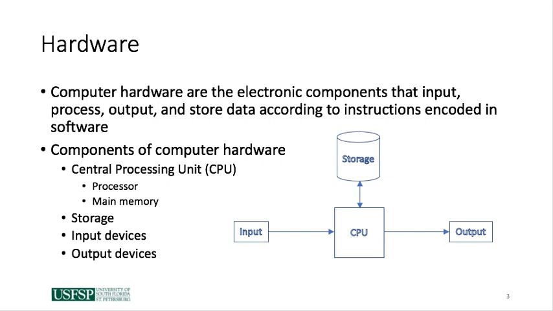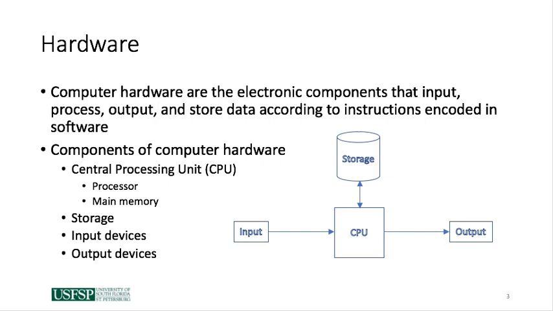Hardware consists of a set of components. Perhaps the most important is the CPU, the central processing unit, also called the brain of the computer. It consists of one or more processors, which are responsible for doing things, and main memory. Main memory is used to store the instructions that the processor will follow and the data that the processor is currently working on. And access to main memory is therefore very fast.